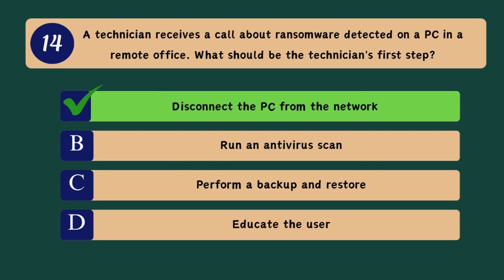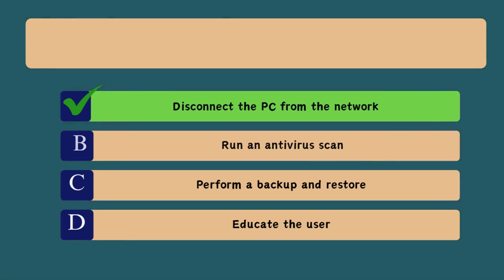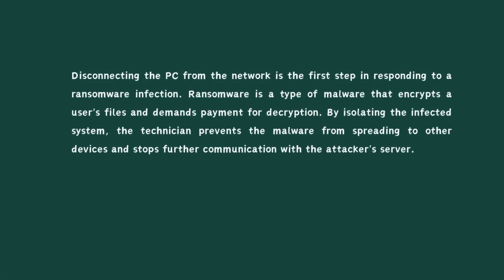Correct answer: A. Disconnect the PC from the network. Disconnecting the PC from the network is the first step in responding to a ransomware infection. Ransomware is a type of malware that encrypts a user's files and demands payment for decryption. By isolating the infected system, the technician prevents the malware from spreading to other devices and stops further communication with the attacker's server.